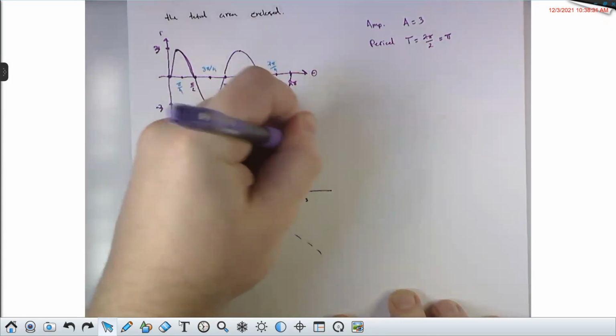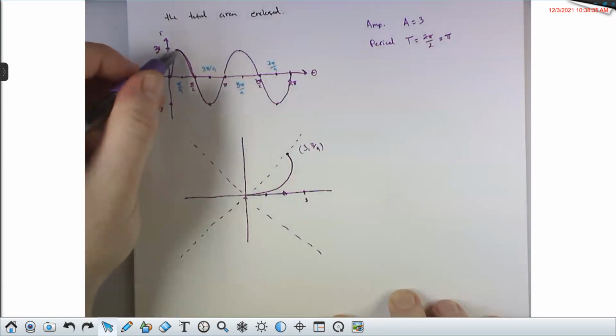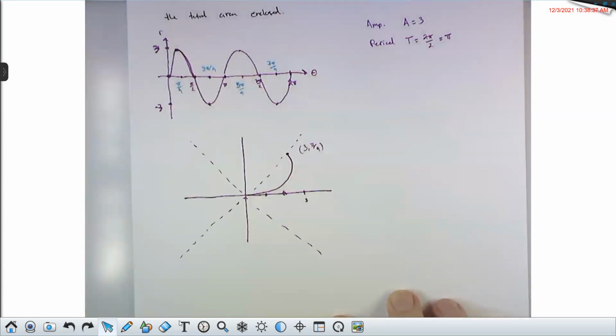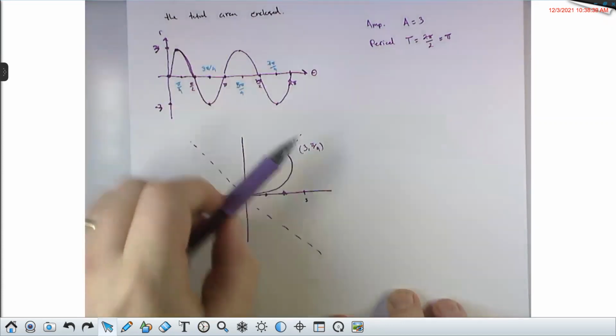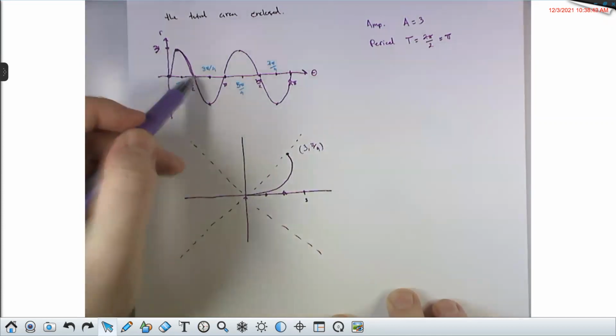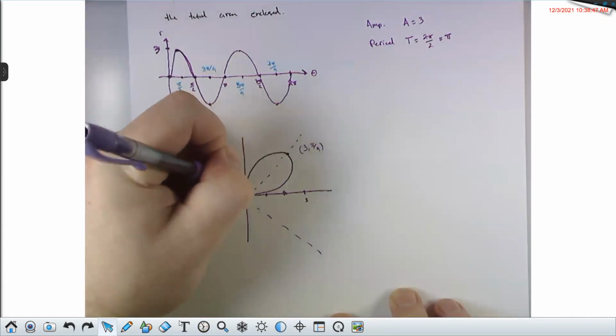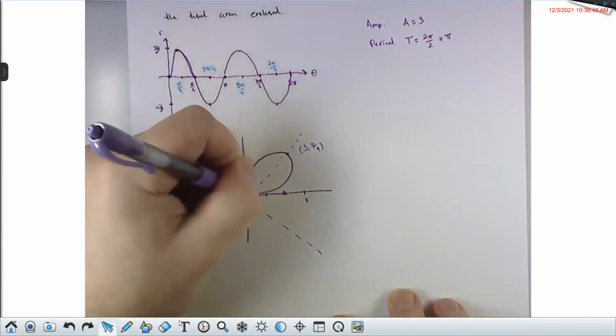So this would be the polar point 3 comma pi over 4. It's the polar point we get by transforming that guy. As I rotate past pi over 4 to pi over 2, my radius is coming back in. So I'll come back in and arrive at the origin here, tangent to that ray.